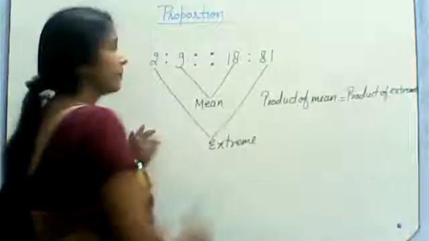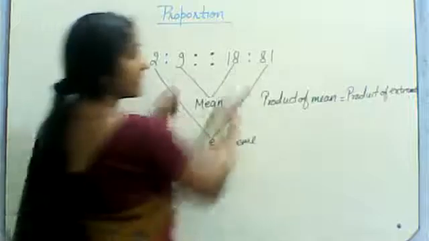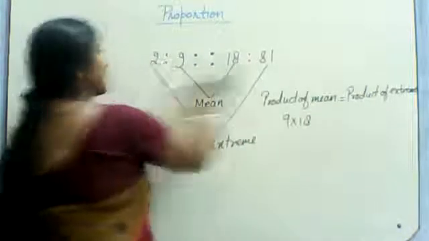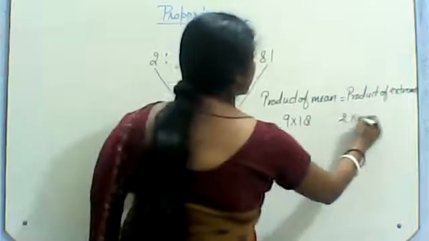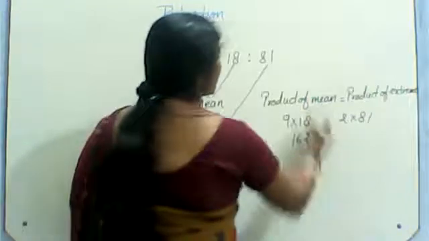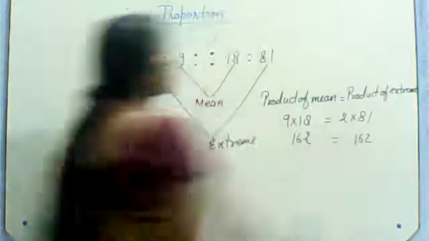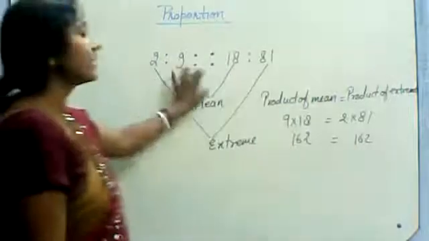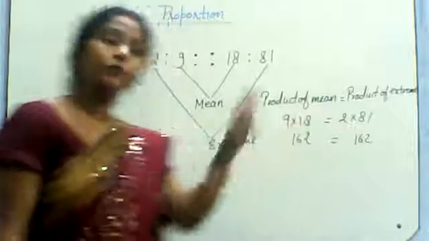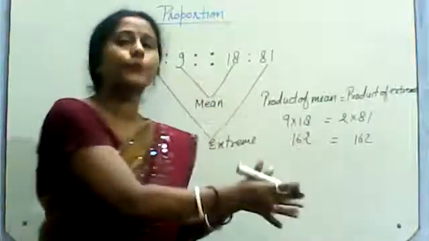Product of means means 9 into 18. And is it equal to 2 into 81? Of course. 18 9s are 162 and 81 2s are 162. Both are coming the same. That's why this is in proportion. As you do in equivalent fractions, that 2 fractions are equivalent, same thing here. It is in the form of proportion.